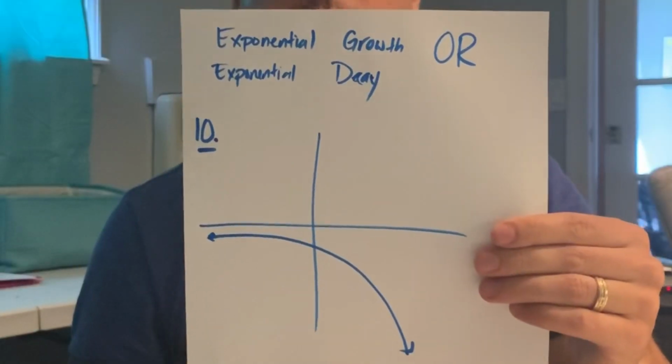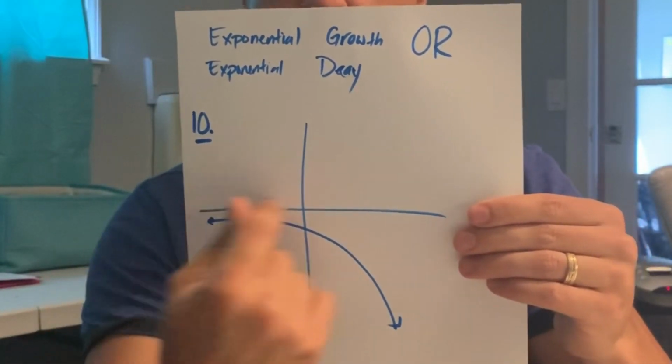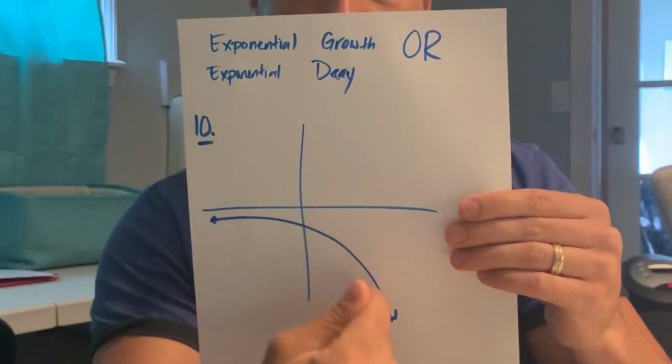I want to talk about number 10 from the 10 multiple choice questions, exponential growth or exponential decay, from the lesson on Friday, because only 3 people got that question right. The question looks something like this. This was number 10. We have a graph, here's an X and Y axis, and the graph kind of falls down like this.